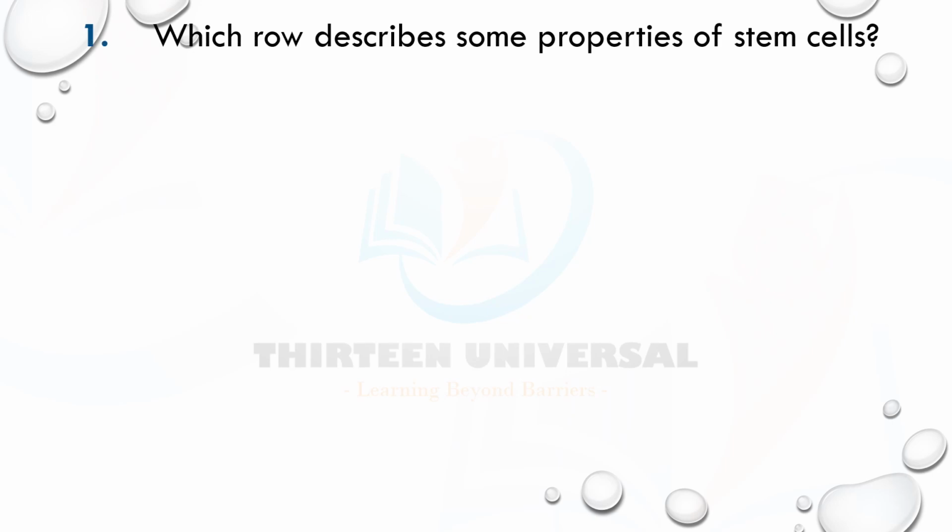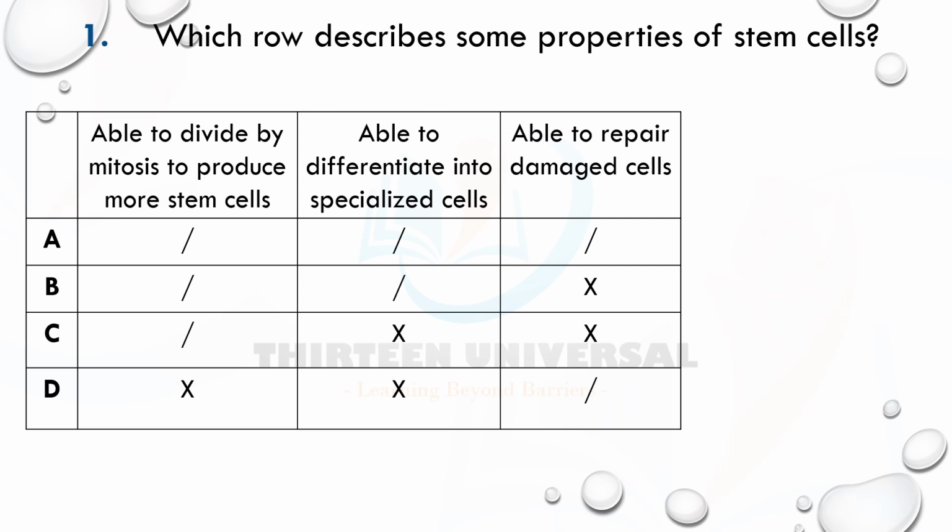Now, which role describes some properties of stem cells? Pause this video and try to answer it. So stem cells are cells that divide continuously to provide other cells that can differentiate. Is it able to divide by mitosis to produce more stem cells? Yes, divide by mitosis to produce identical daughter cells. If you look at it, only D says no, so D is eliminated. So we are on A, B, C.